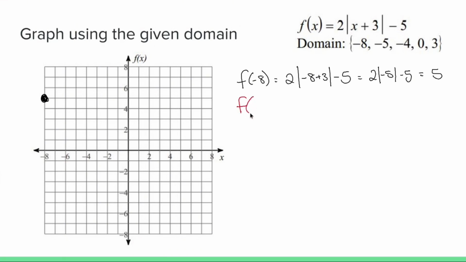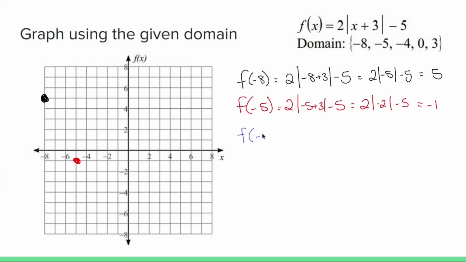You can watch him. F of negative 5 is now going to be 2 times the absolute value of negative 5 plus 3 minus 5. So 2 times the absolute value of negative 2. So let's do what we did before. The absolute value of negative 2 is positive 2. 2 times 2 is 4. 4 minus 5 is negative 1. So when I use negative 5, I get negative 1: negative 5, negative 1. Put a dot right there. Okay, let's do it again.